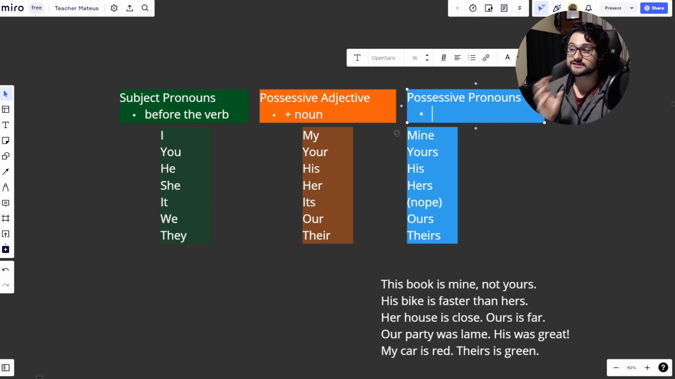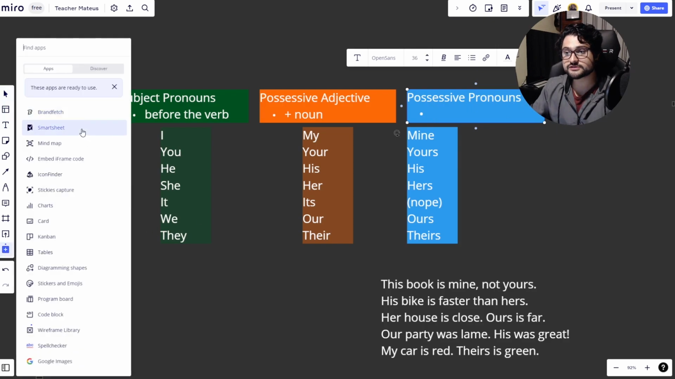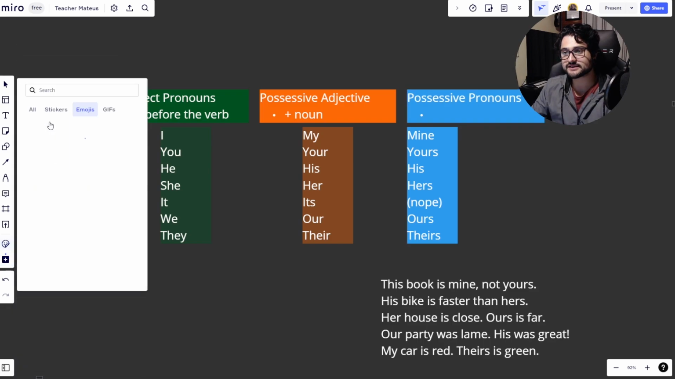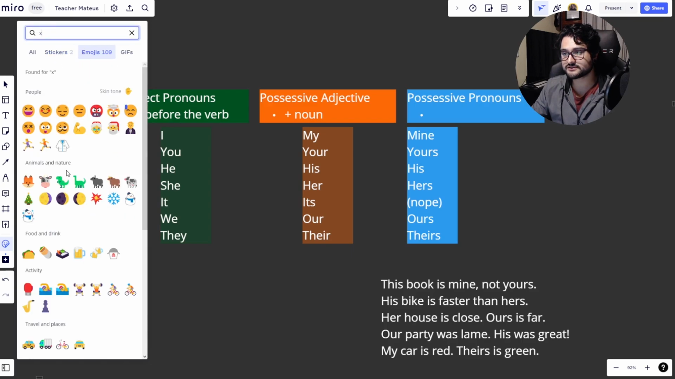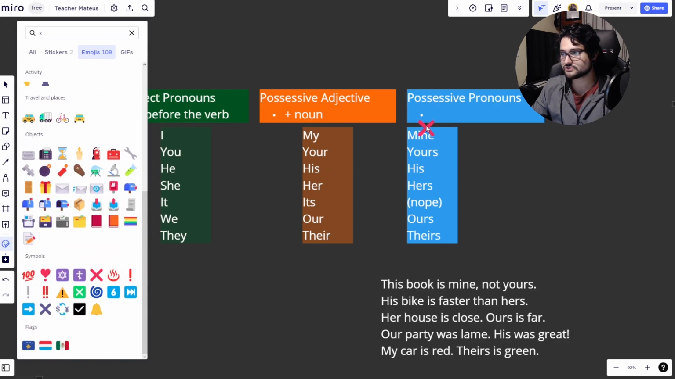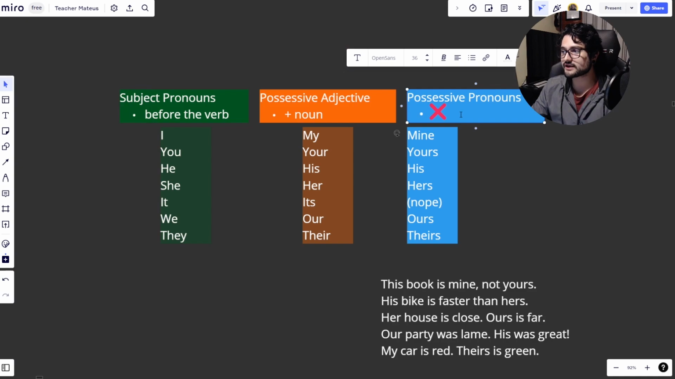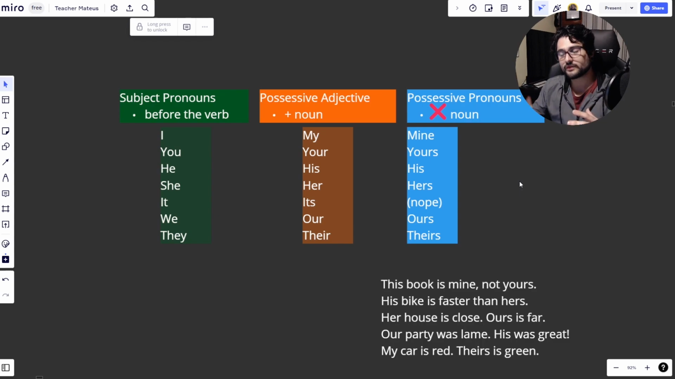Many English students, they have a doubt in this moment. And what is the secret, guys? Because with possessive pronouns, we don't have a noun after. Let's see what this means. Let's explore this. Let me take this emoji and let's see if I can find an X emoji, please. Let's see if we can find it. Good. So here, with a possessive pronoun, guys, I can't have a noun, the thing.